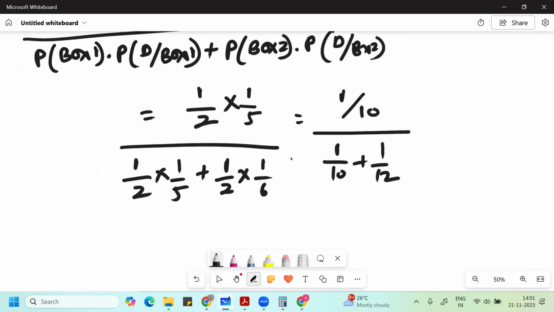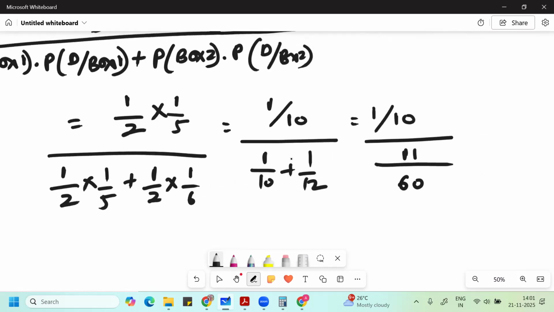So this would be 1 by 10. If you take the LCM of 10 and 12, LCM would be 60. So 6 plus 5 is 11. And so the answer would be 6 by 11.